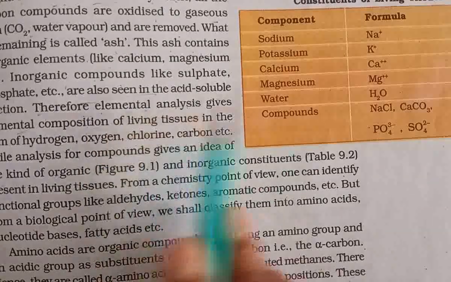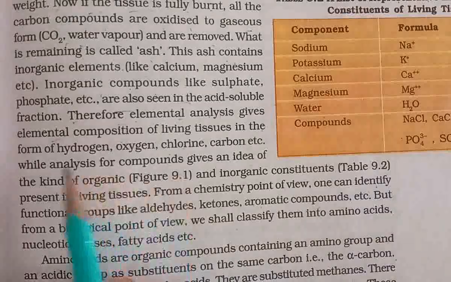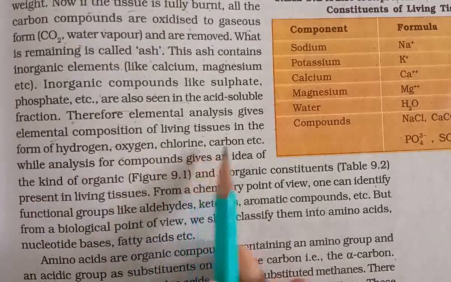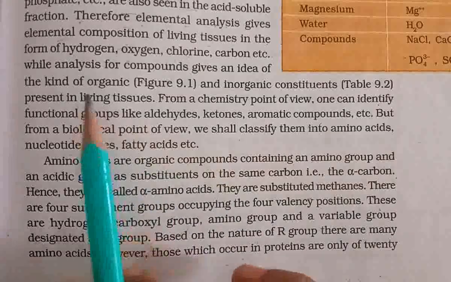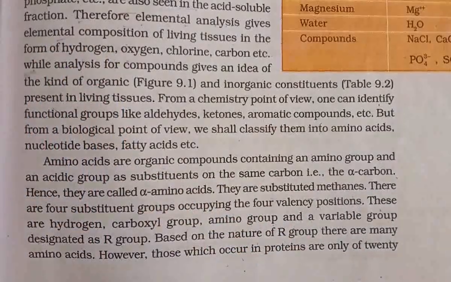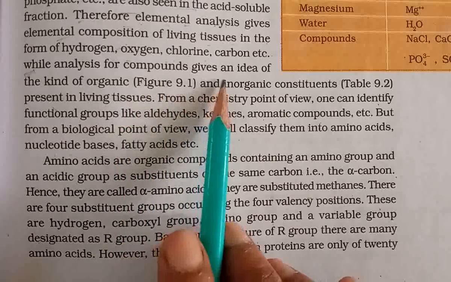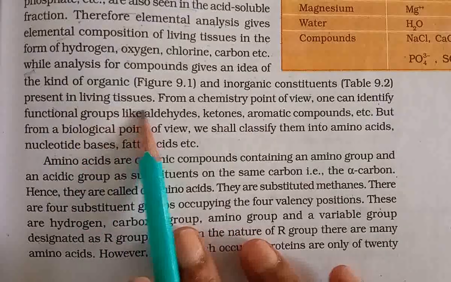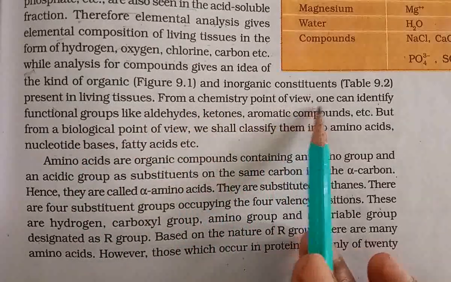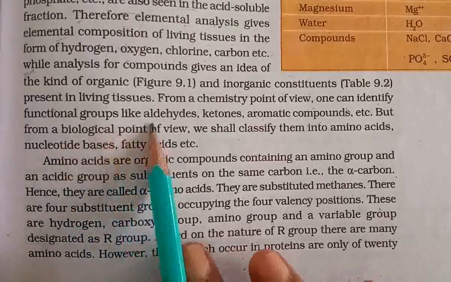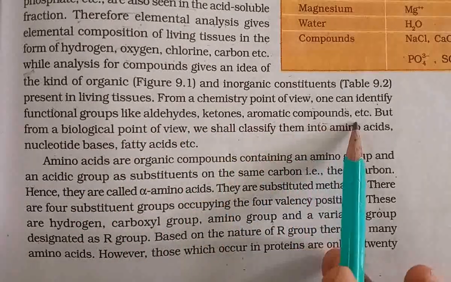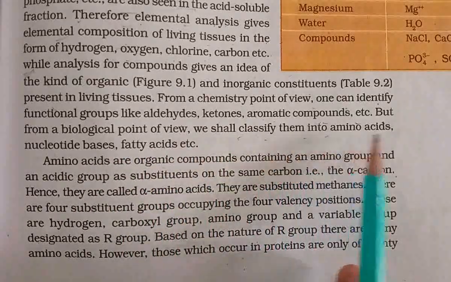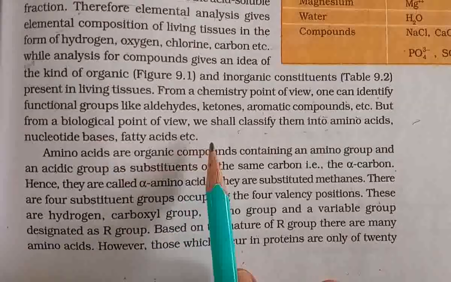Therefore, the elemental analysis gives the elemental composition of the living tissue in the form of hydrogen, oxygen, chlorine, carbon, etc. While analysis for compounds gives an idea of the kind of organic and inorganic constituents present in the living tissue. From a chemistry point of view, one can identify functional groups like aldehydes, ketones, aromatic compounds, etc. But from the biological point of view, we shall classify them into amino acids, nucleotide bases, fatty acids, etc.